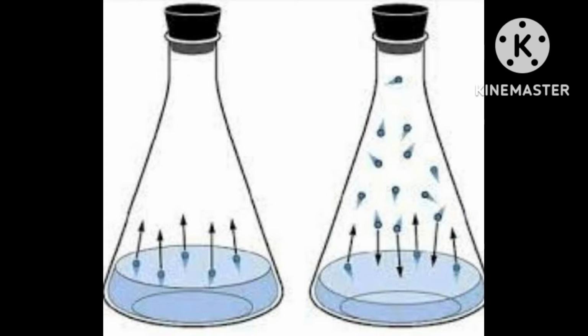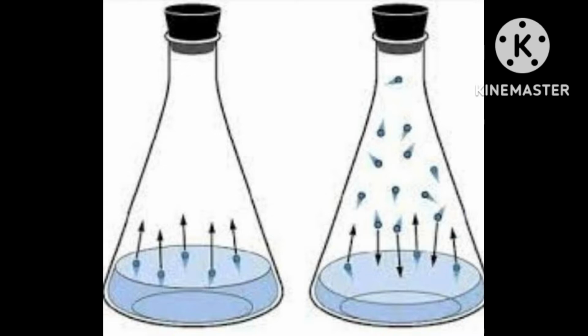This is the example of solid vapor equilibrium. Iodine is the example. I2 solid, sign of equilibrium, and I2 vapor. You can write I2 solid, after that the sign of equilibrium, and I2 vapor. The other example is camphor.